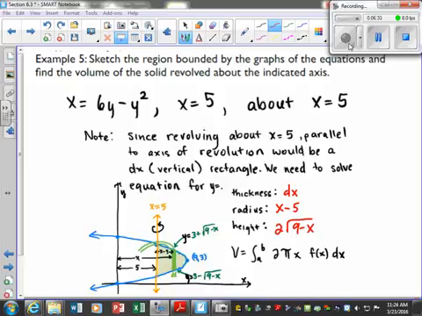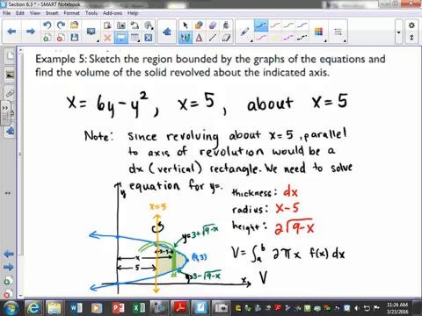Okay, and next thing we're going to do is plug it into our volume. So it's the interval from, what are our values? 5 to 9, right? From 5 to 9, make sure you keep in mind just the highlighted portion of it. So from x value of 5 to the x value of 9. And our radius is x minus 5. Our altitude simplifies to 2 square root of 9 minus x, and our thickness is dx.